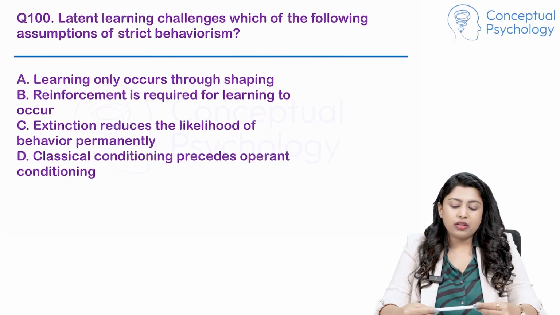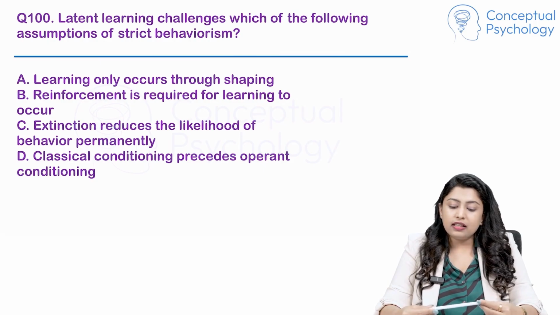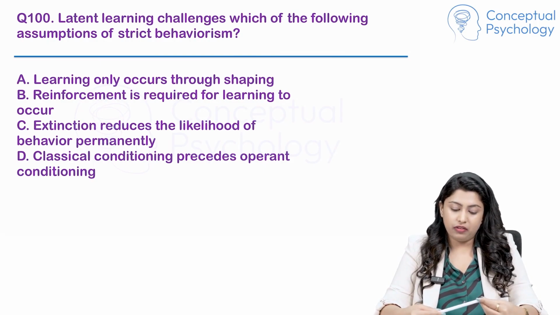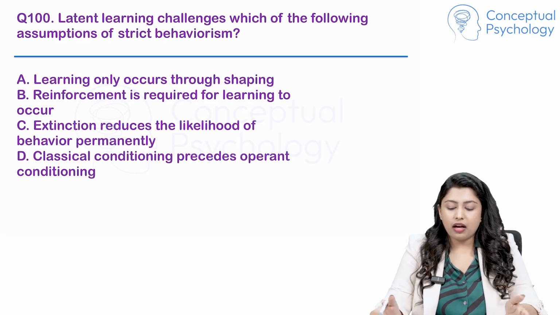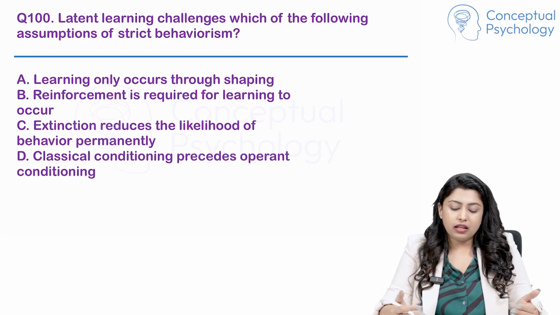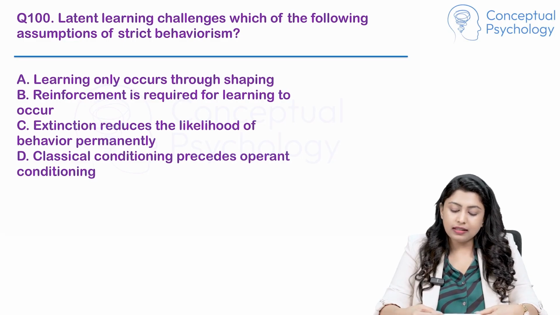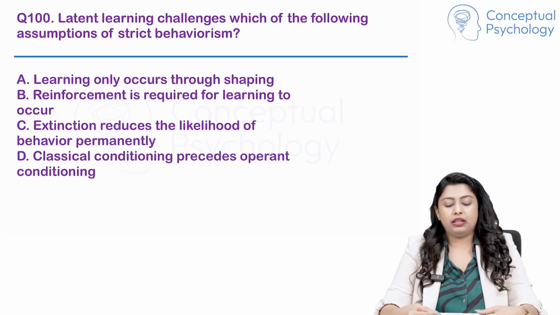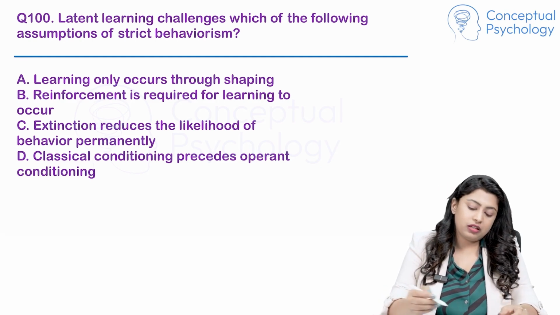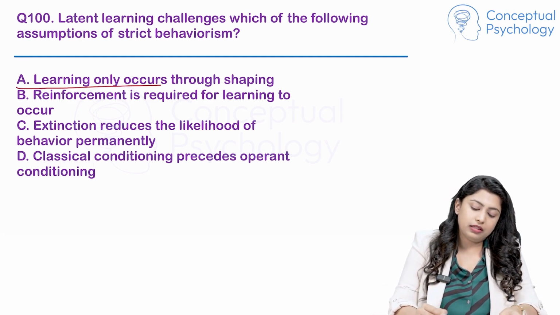Now, question 100. Latent learning challenges which of the following assumptions of strict behaviorism? Learning only occurs through shaping. Reinforcement is required for learning to occur. Extinction reduces the likelihood of behavior permanently. Classical conditioning precedes operant conditioning. So here the correct answer is B.